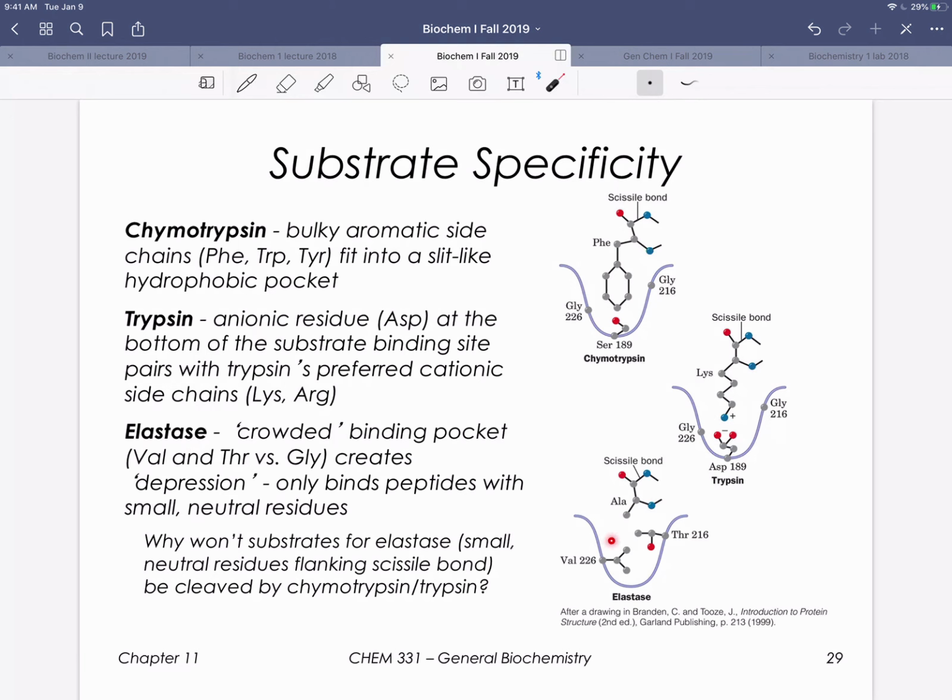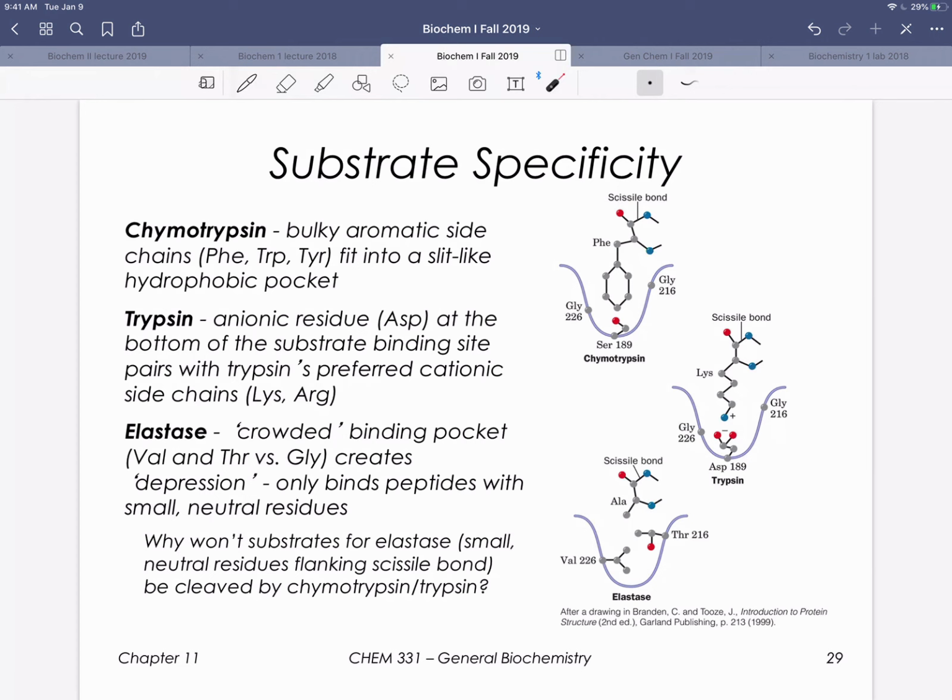Elastase, on the other hand, has a very crowded binding pocket, so it's going to be a substrate for small neutral residues like alanine and glycine. And again, the reason for that is big things aren't going to fit in there. So a question that we spent some time talking about in class, and I'll revisit just briefly here: why doesn't something that has an alanine or a glycine be a substrate for trypsin or chymotrypsin, since clearly it can fit into this?